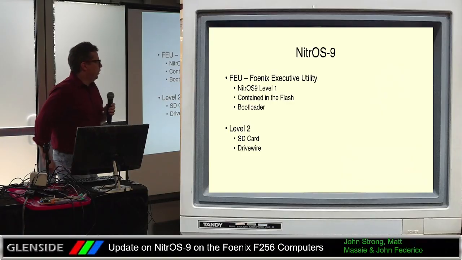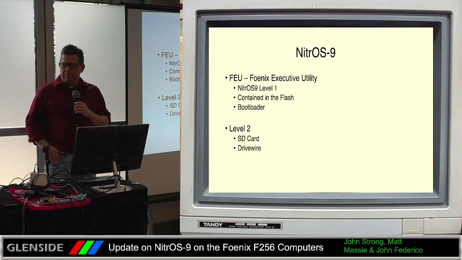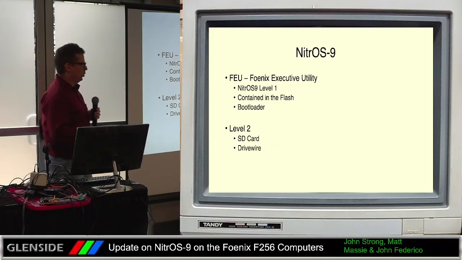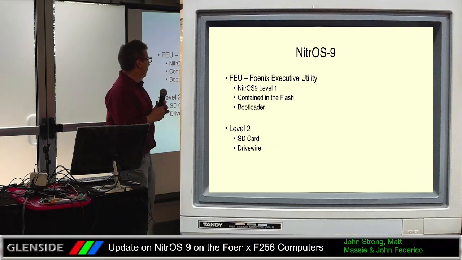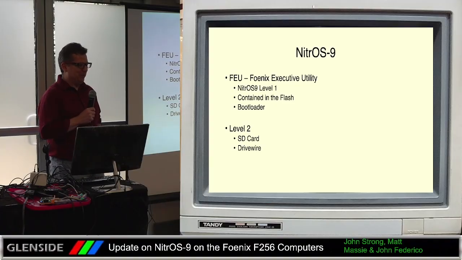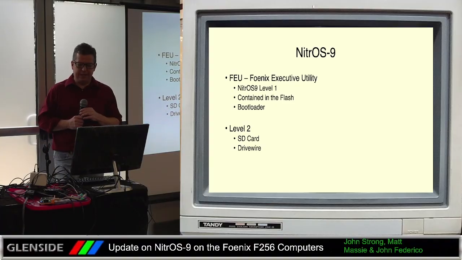Okay. We do have some. No, I didn't miss the slide. So NitrOS-9 runs on the F256, and there's sort of two different versions of it that are running on there. The first one is the FOU, which is the Foenix Executive Utility, or the Foenix first execution unit. But that's actually NitrOS-9 level 1, and that's what's going to be left.